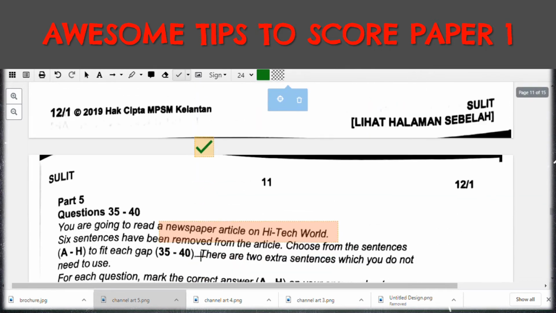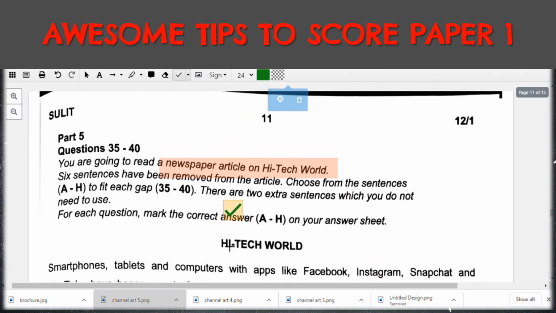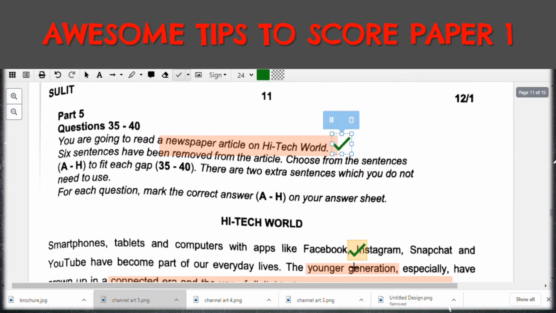Next, we go to the final part, part 5. Part 5, before you start answering, I will actually advise you to underline or highlight what you are going to read so that you prepare your mind, what you expect to read in the article. So you know that you're going to read a newspaper article on the high-tech world, or the title here, high-tech world.